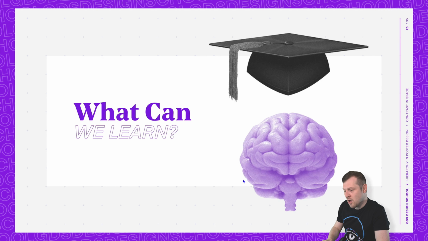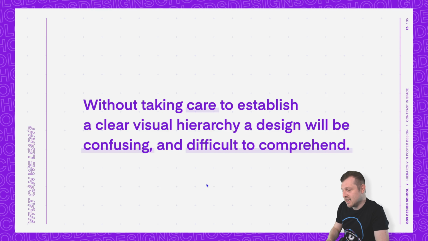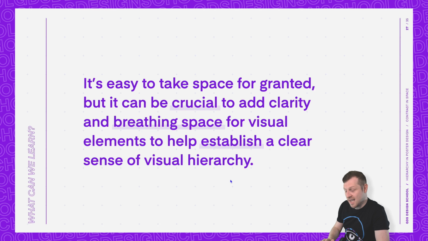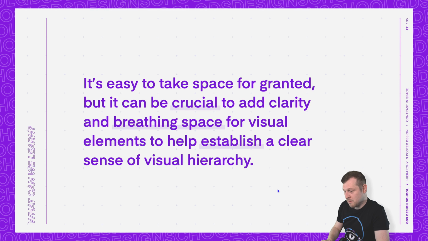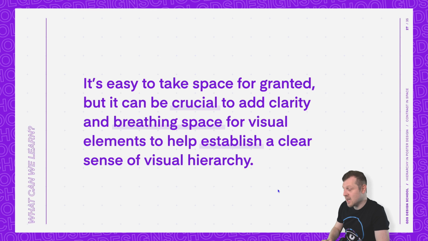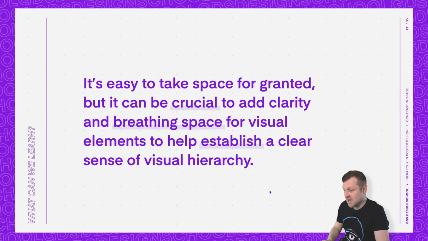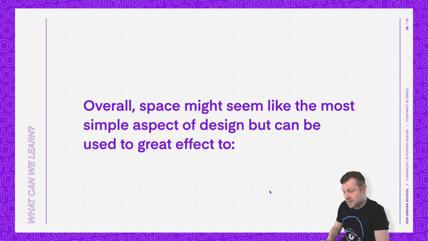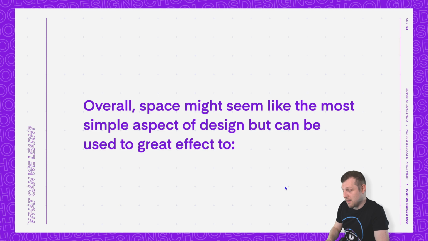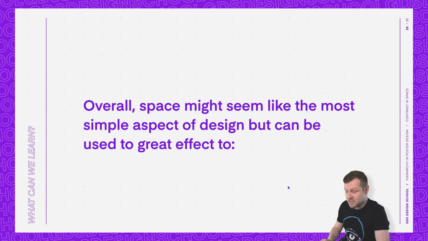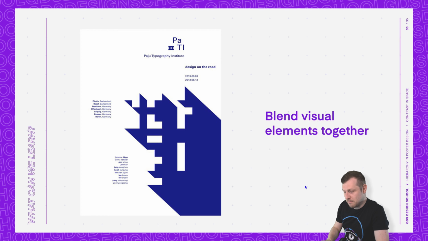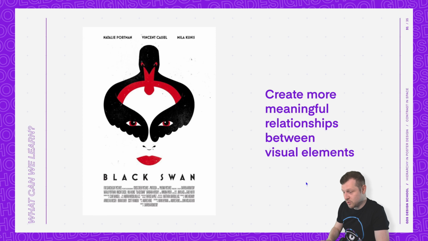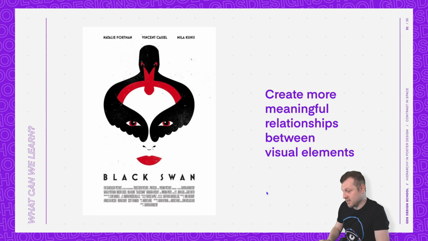So what can we learn? Well, without taking care to establish a clear visual hierarchy, a design will be confusing and difficult to comprehend. It's easy to take space for granted, but it can be crucial to add clarity and breathing space for visual elements to help establish a clear sense of visual hierarchy. Overall, space might seem like the most simple aspect of design, but can be used to great effect to add emphasis, blend visual elements together, and create more meaningful relationships between visual elements to enhance a message or idea.